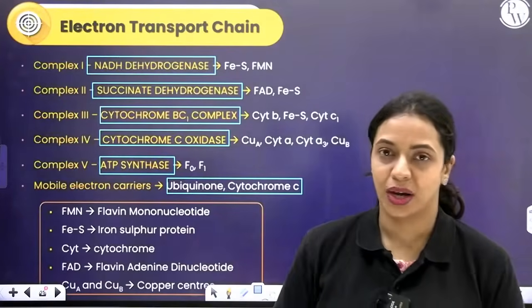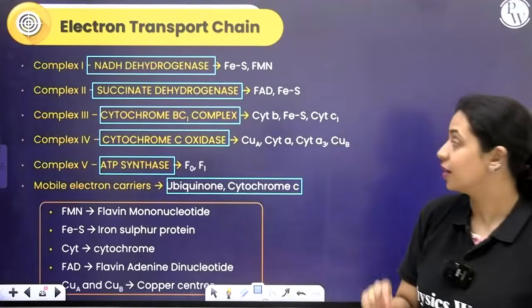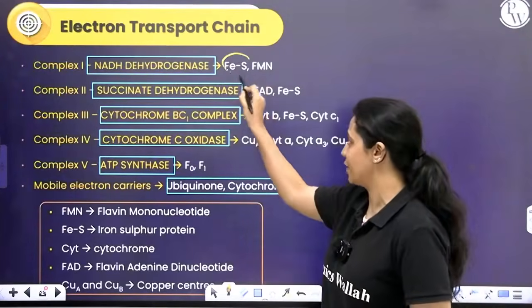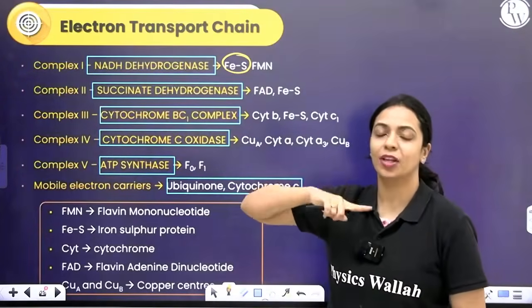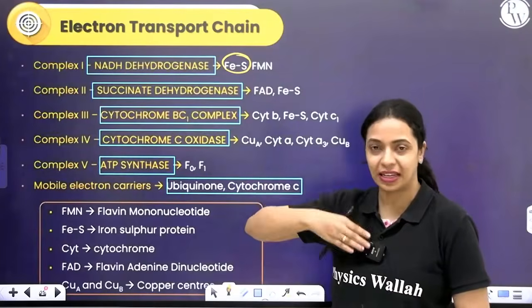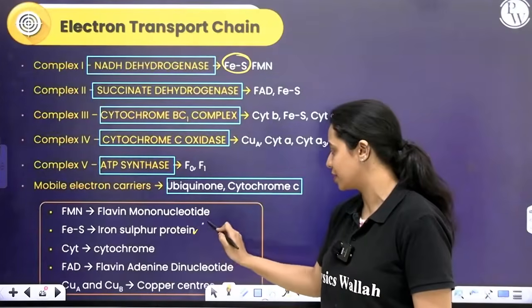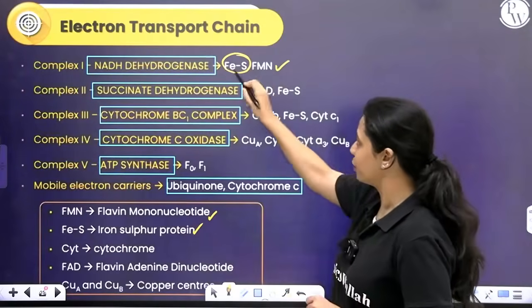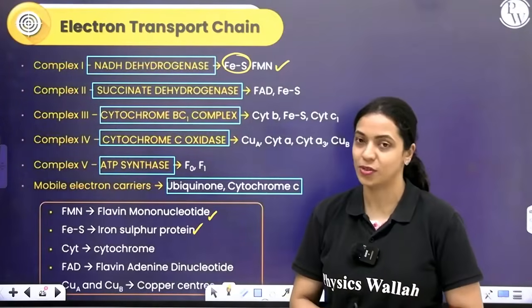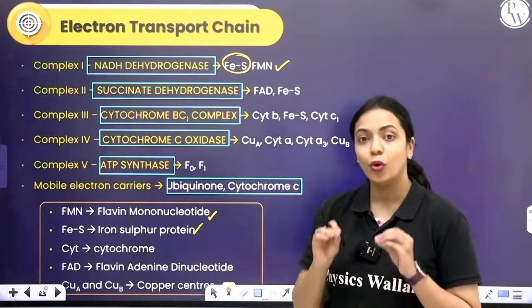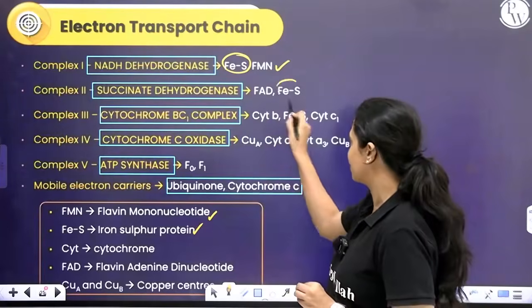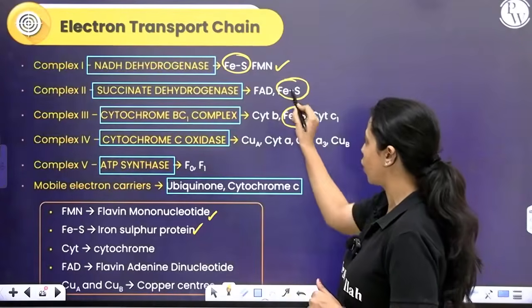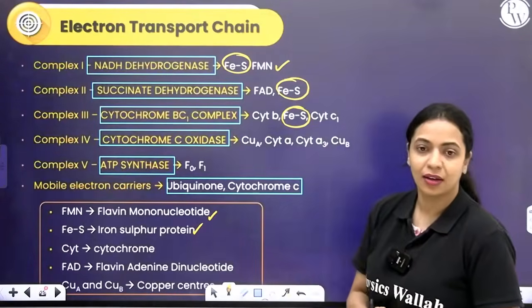In complex 1, NADH dehydrogenase, you have an iron sulfur protein that is represented as FeS, and you have something called FMN, which is flavin adenine mononucleotide. Its expansion I've written over here. Both of these components are present in complex 1. In complex 2 also you will have iron sulfur protein. In complex 3 also you will have iron sulfur protein. So this is common to 1, 2 and 3.